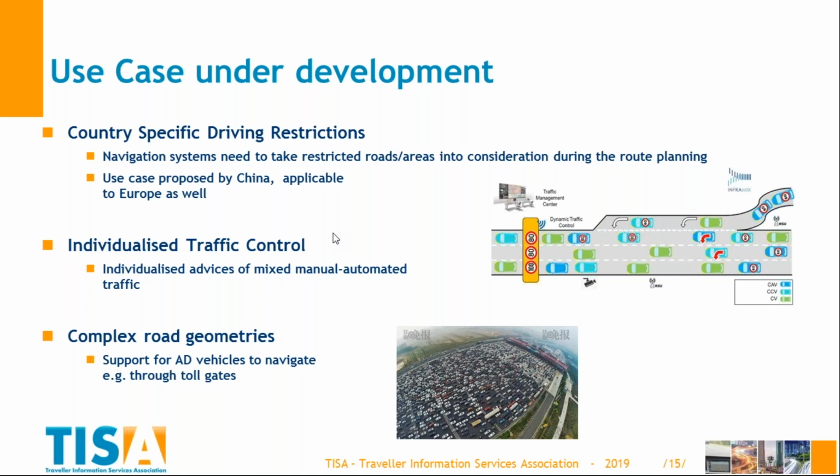We also had a use case on how to deal with a mix of manual and automated traffic, when you have conventional vehicles and automated vehicles on highways. And the last one is about looking at complex road geometries, for example, toll gates. We believe that toll gates can provide a lot of information to the driver, and TPEC could help the driver get to the right lane, but also, in the future for automated driving, indicate which lanes are applicable for automated driving cars.